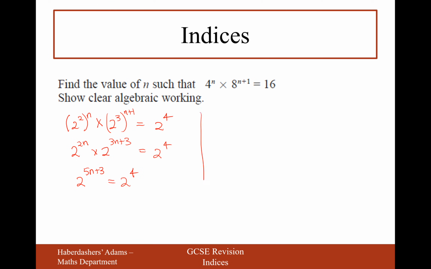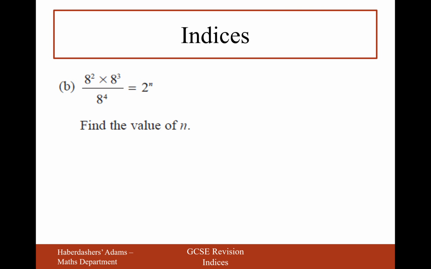So now we've got an equation whereby 5n plus 3 equals 4. I'm saying the powers are equal to each other here. So therefore 5n equals 1. So therefore n equals 1/5. So there we are, that's the answer to this question. Okay, let's move on to the next one. Pause the video and give this one a go.